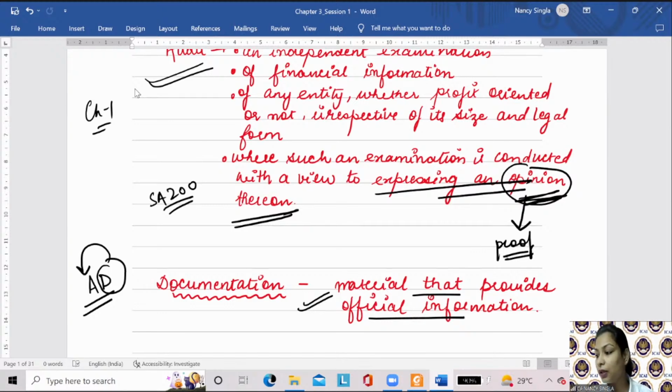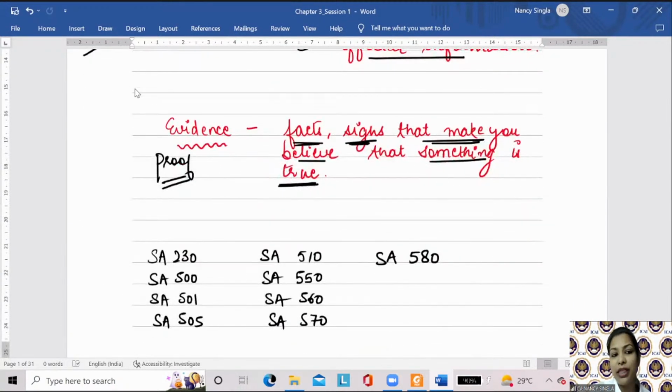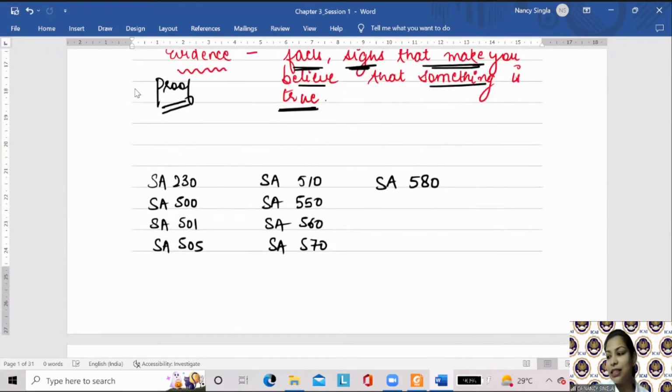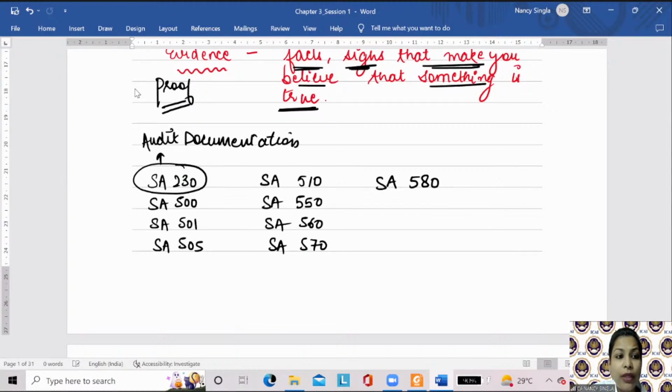I hope the basic meaning of audit documentation and audit evidence is clear to all of you. And students, SA 230 is related to what? And the name is what? Audit documentation. This we'll be doing today. Then we'll also try to start today SA 500, which is what? Audit evidence.